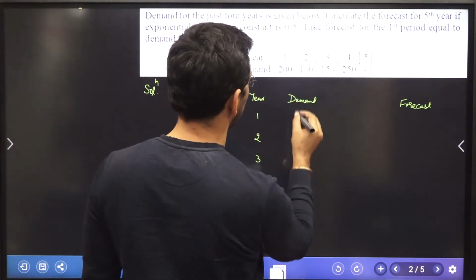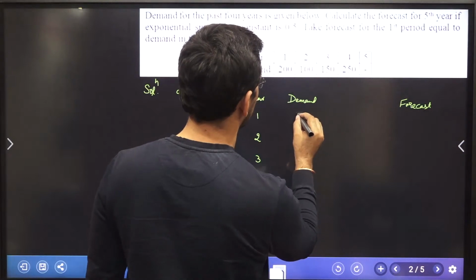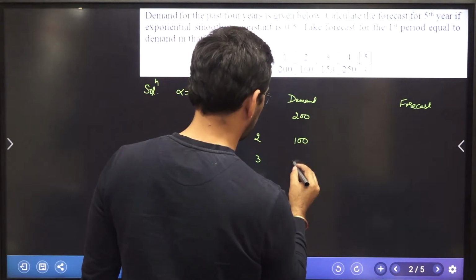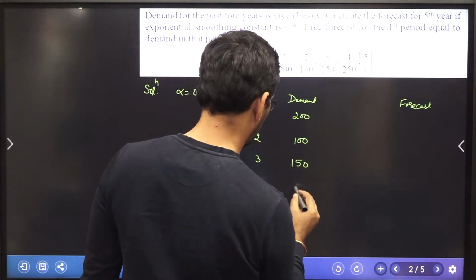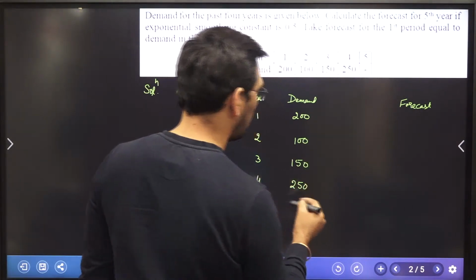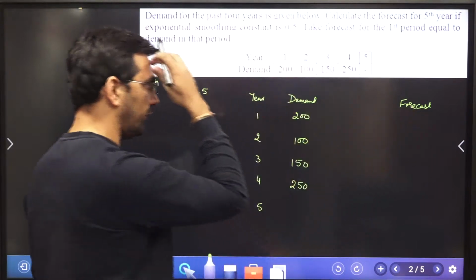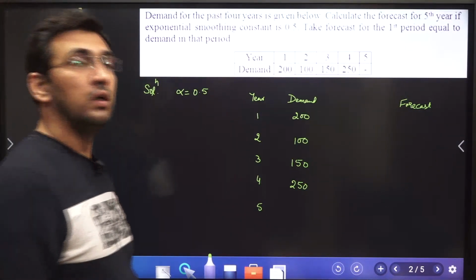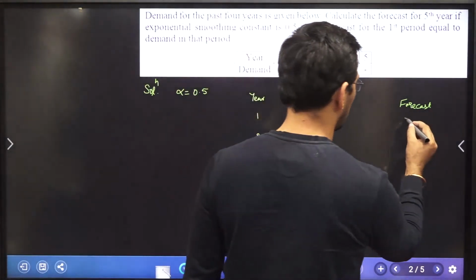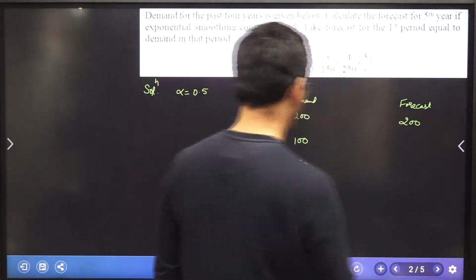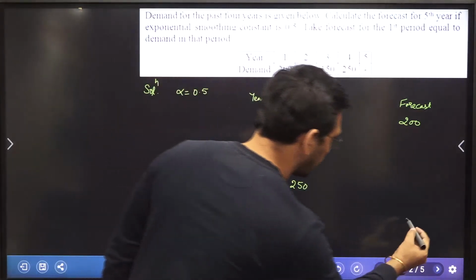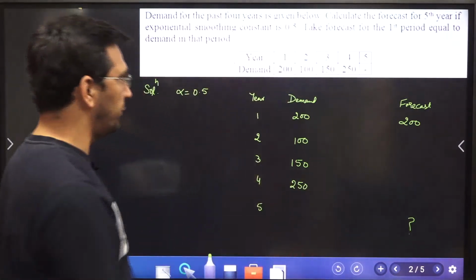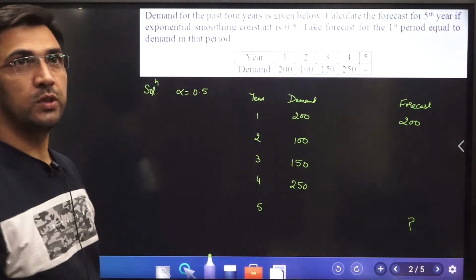What is the demand for this period? Let us say it is given to you as 200. He has given you 100. He has given you 150, and also over there 250. And the forecast for the first period, he's saying, is equal to the demand in the first period, that is 200. Right? Now you have to find out this forecast over here. You have to project for the 5th period based upon the exponential smoothing method.